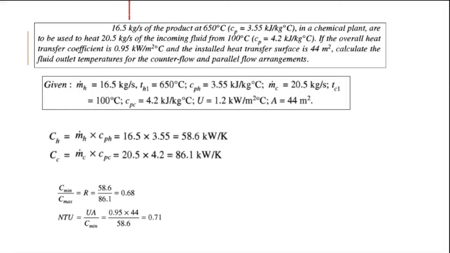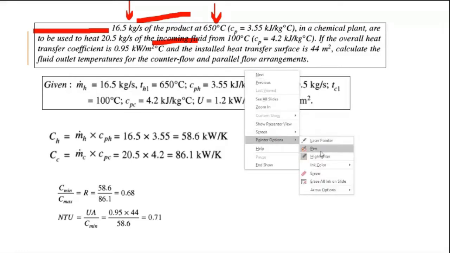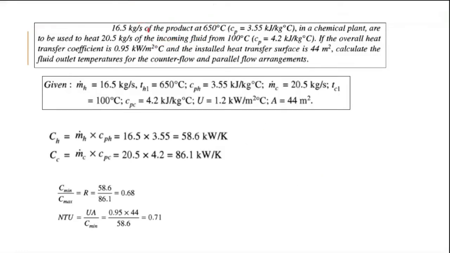So here we have 16.5 kg per second of a particular product. It is at a temperature of 650 degrees Celsius in a chemical plant, and is used to heat some other fluid. So the first fluid is used to heat the second fluid. It means which is the hotter one, the first one or the second one? First one is the hotter one. So we can say that whatever is this value given, this is the mh value. This is the inlet temperature of that particular fluid, so we can say that this is the Th1 value.